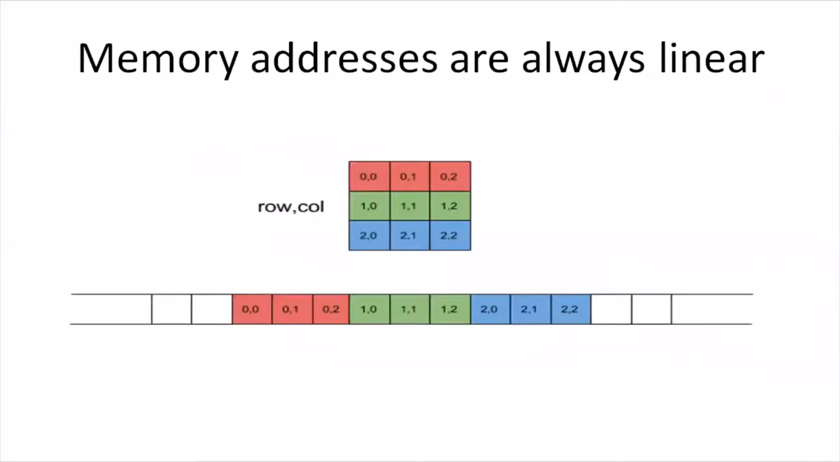Whatever be the dimension of the array, arrays are always stored in memory locations following linear order. So even if it is a two-dimensional array or a three-dimensional array, the entry corresponding to each cell is stored linearly in the computer's memory.